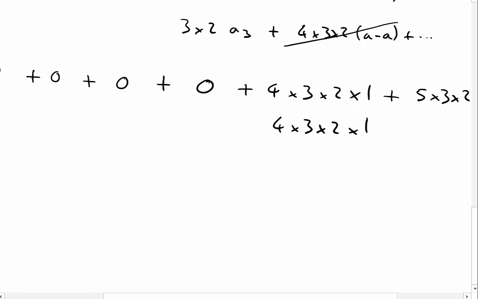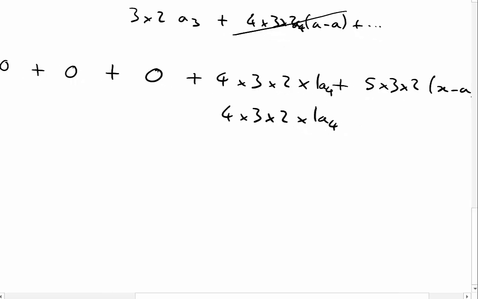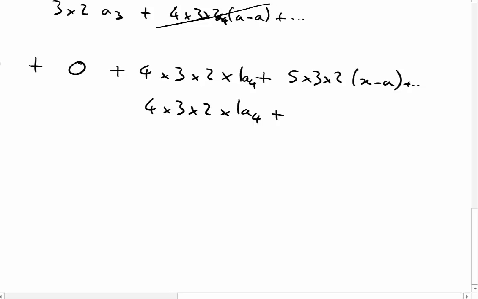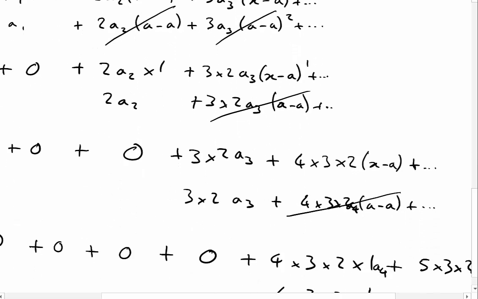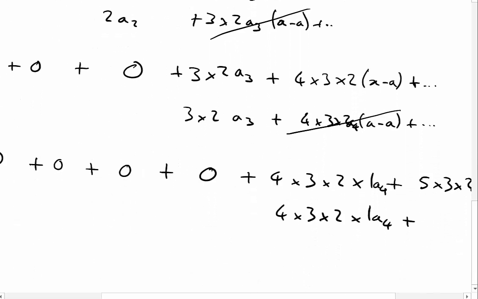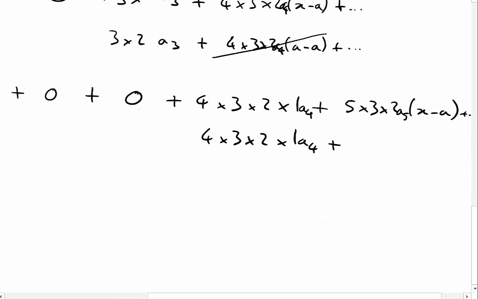Sorry, I've missed an a4 there, haven't I? Should be an a4 in there. This is a4. Plus, that should be a5 as well. Oh, my word. That should be a5. Yeah, I don't think I put an a4 in there, did I? No, I did. I just didn't write it down there. Okay, it should be an a4 there, and there should be an a5 in there.